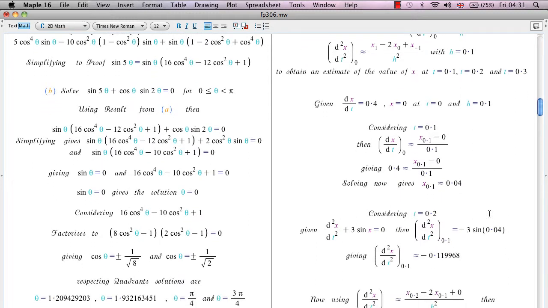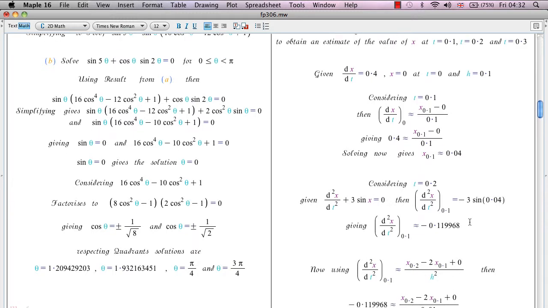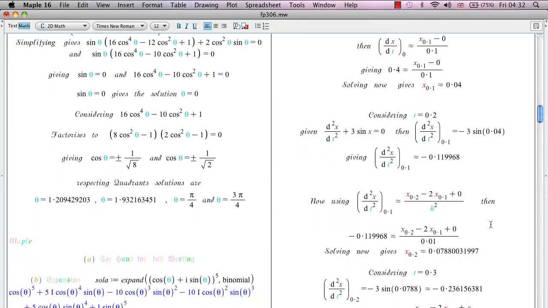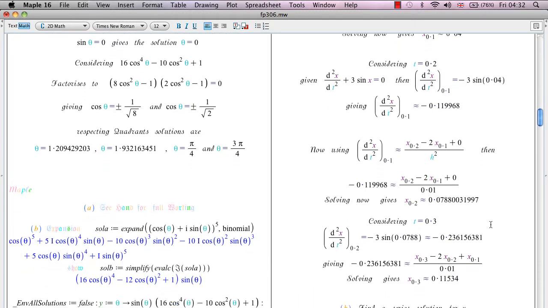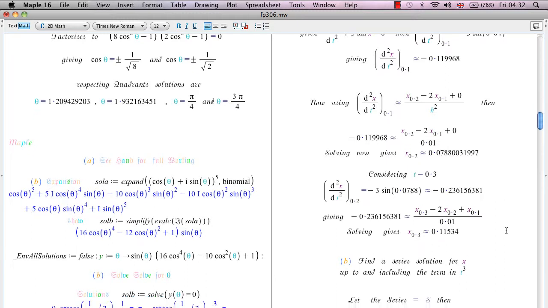And then considering the next approximation for t equals 0.2, evaluating for d squared x dt squared 0.1, and then using this for the form required, evaluating for x.2, and then for the approximation for t equals 0.3, evaluating d squared x dt squared 0.2, and using this to evaluate using the form required for x.3, giving 0.11534.